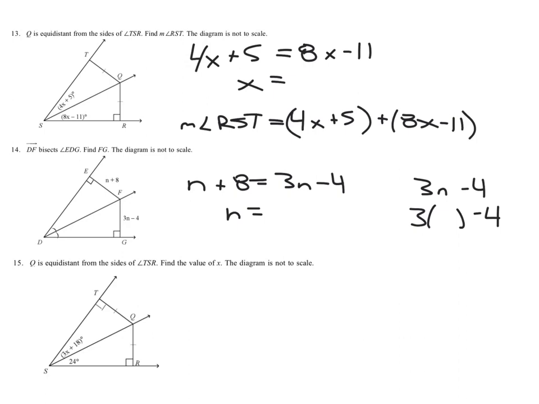And finally, down here, Q is equidistant from the sides of TSR, so we know that we're dealing with a situation where the angles are congruent. And they're just asking you to find x in this case. So you can just say 3x plus 18 is equal to 24, because those two angles are equal since that ray SQ bisects the big angle TSR. So you'll have to do the math, but that's the idea. So sort it out and you'll know.